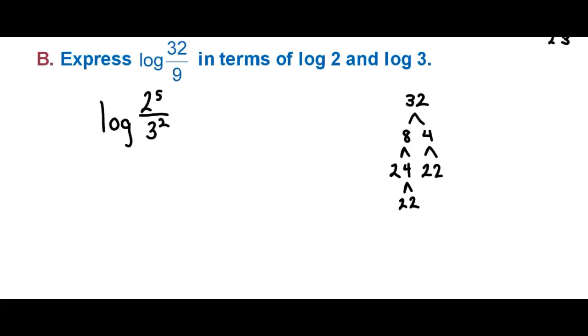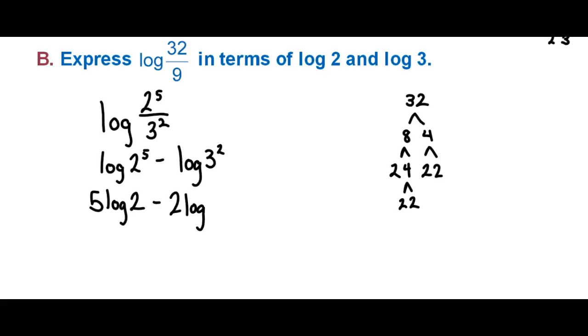And we can first write that using the quotient rule as log of 2 to the 5th minus log of 3 squared. Since we have division, we can turn that into subtraction of logs. And finally, let's put our exponents to the front. So we have 5 log of 2 minus 2 times log 3. And that would be our final answer.